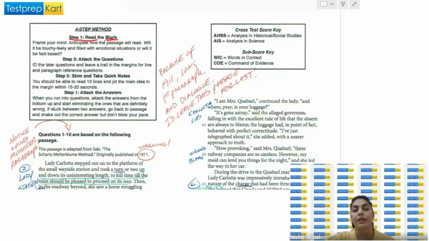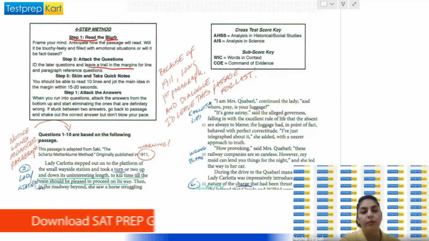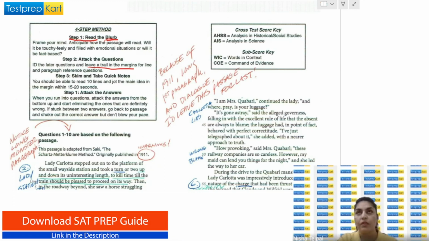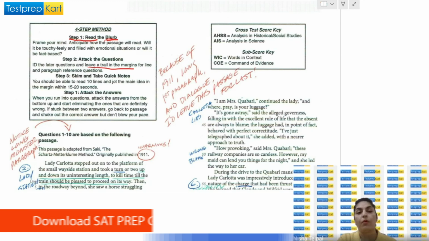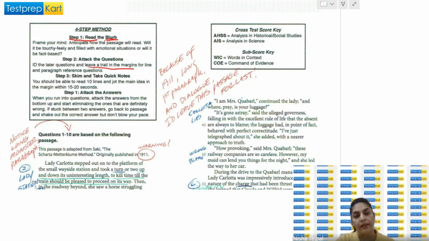Step two says attack the questions. Now we have to look at the questions given, followed by the passage, and understand them. What are they? And what can we do there? Just leave a trail in the margins for lines and paragraphs. So we have to relate that this question is taken from or depends upon what paragraph or what lines given in the passage.